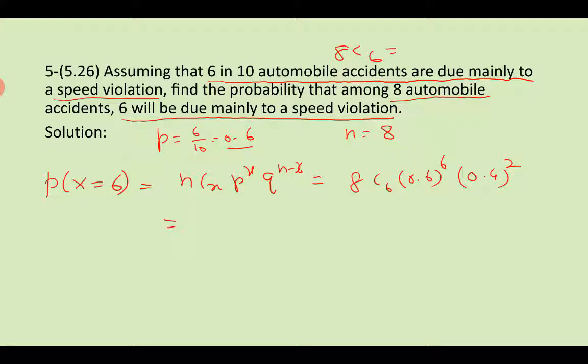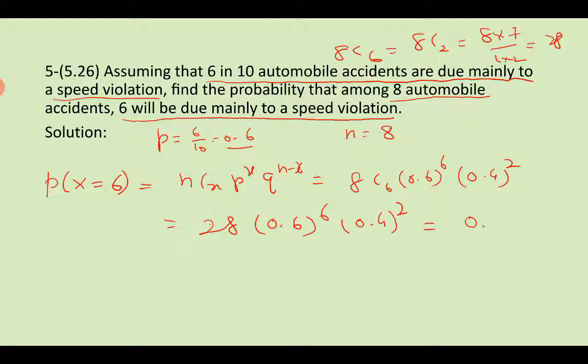8C6 is equal to 8C2, which is 8 into 7 over 1 into 2. 4 7s are 28. This is 28. Then 0.6 to the power 6, 0.4 to the power 2, and the answer is 0.2090, calculated, right?